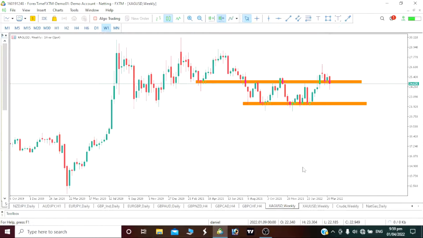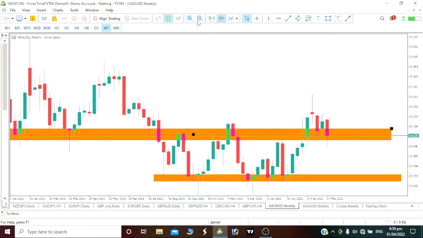So now let's see our analysis. We will be looking at our silver this week, by the way. I've highlighted some of our key levels where our price has rejected multiple times, has given us a support here, and has also given us a resistance here. Our time frame is the weekly time frame.